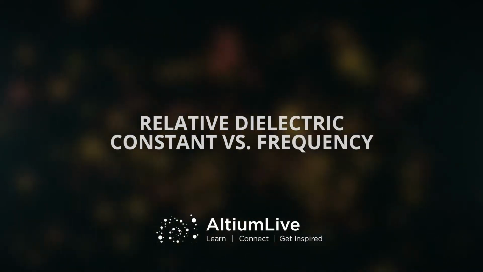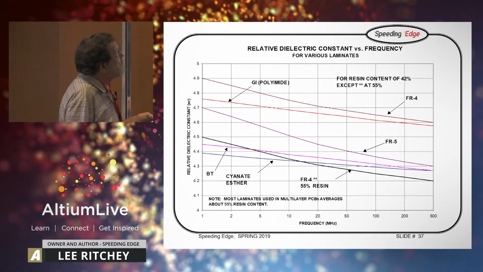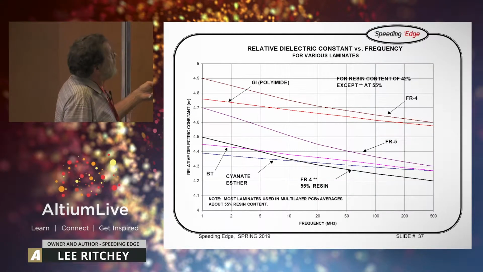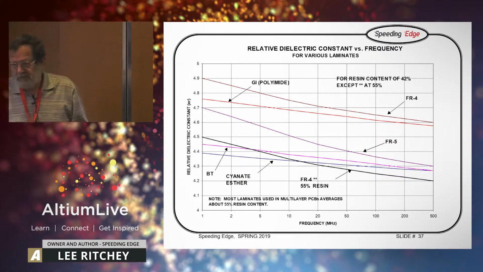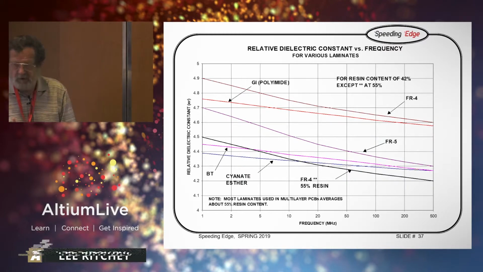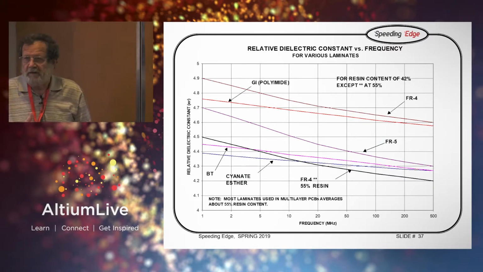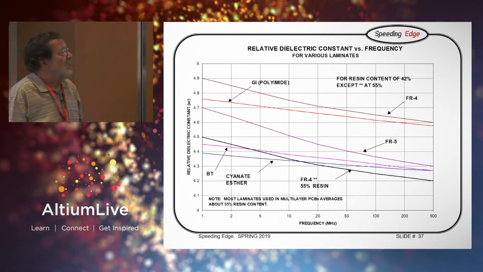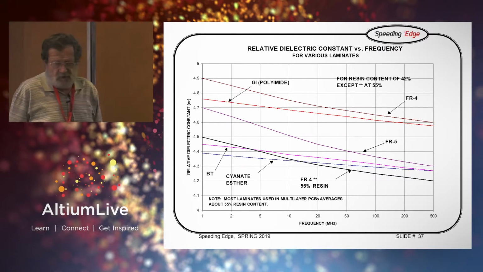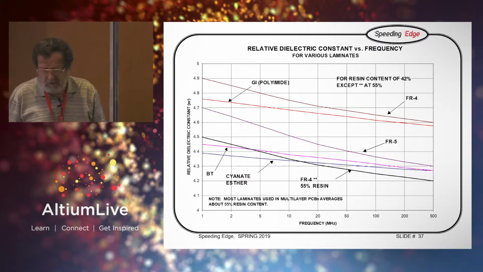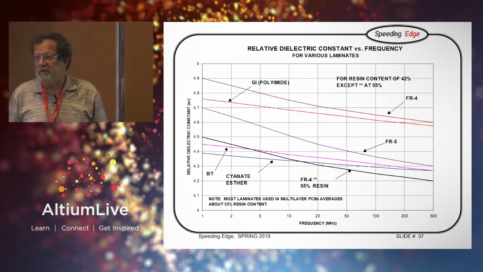So this is showing you how the isobar goes down as the frequency goes up. And what I've got here on the fine lines are materials with 42% resin. Resin has an isobar much less than the glass. So the more resin you have, the lower the isobar is going to be. The other thing is, if you want low-cost laminate, you don't want to use a lot of resin. It's more expensive than glass.